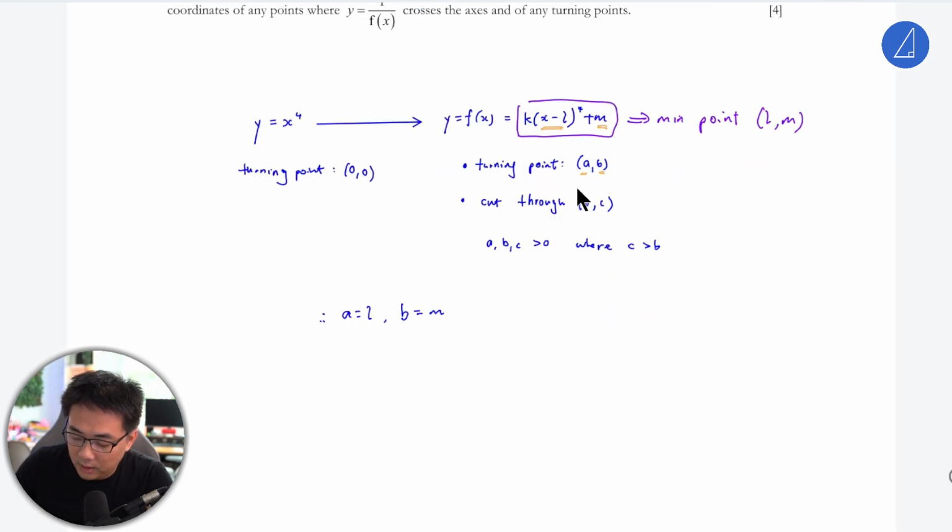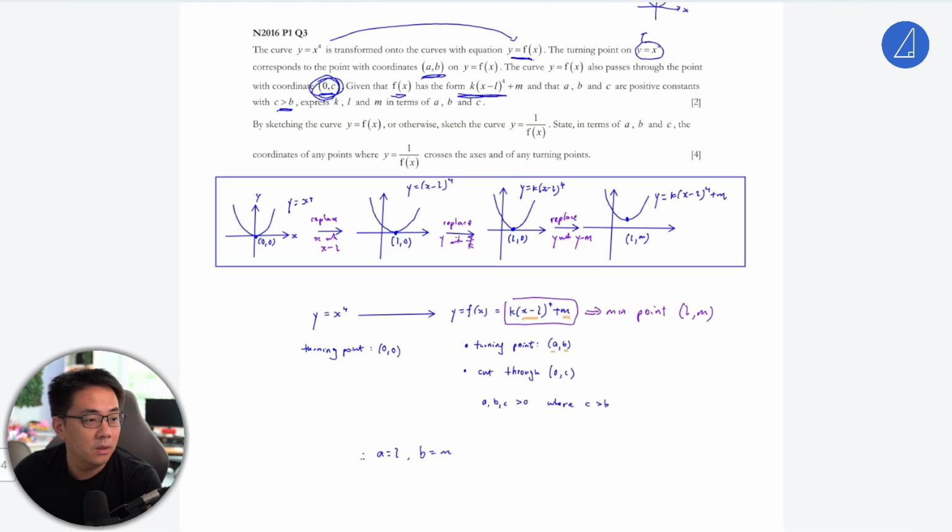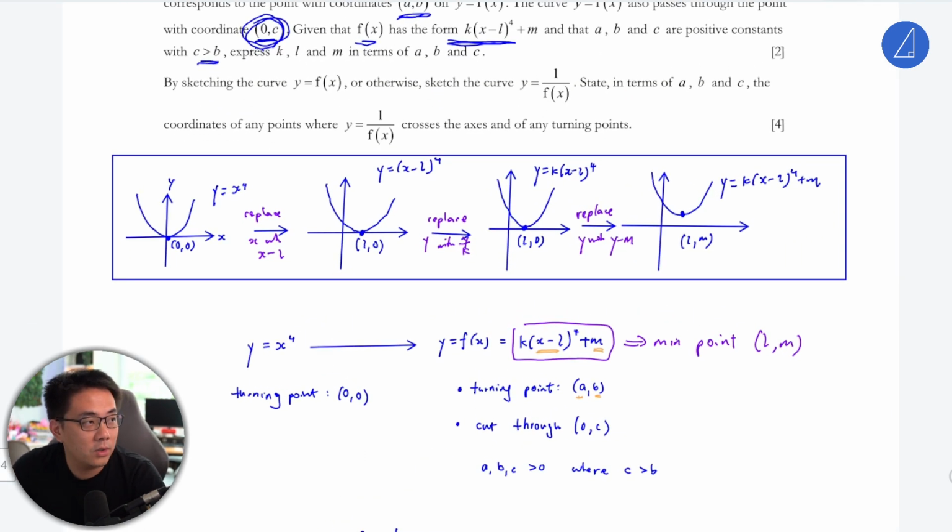After transformation, this turning point A, B will also be a turning point. So if you're not sure what's going on, actually this is what's going on. To get this curve here to this final curve here, this is the series of transformations.